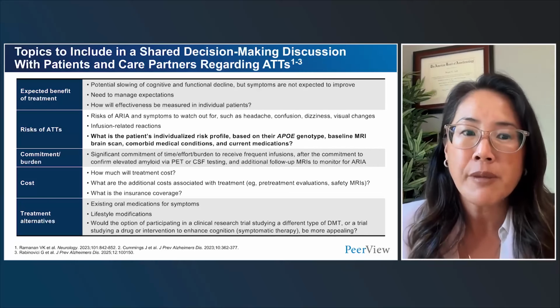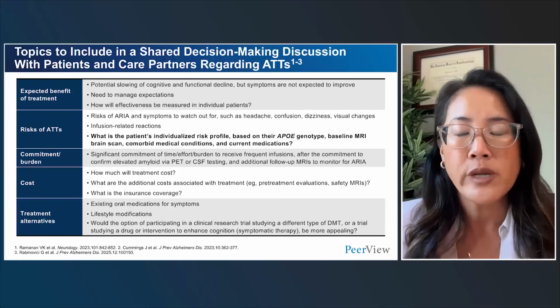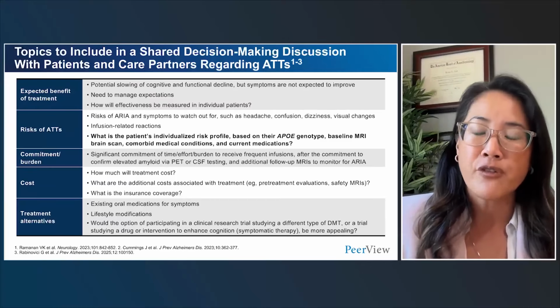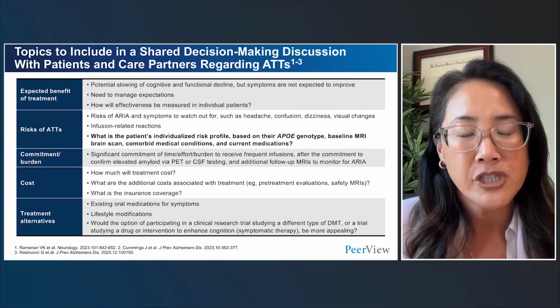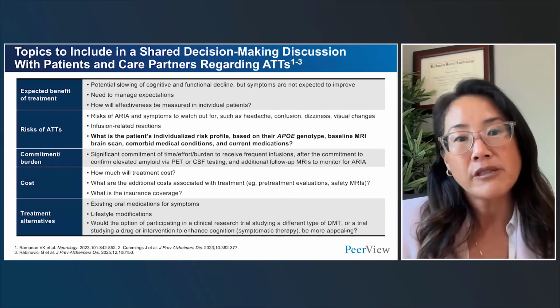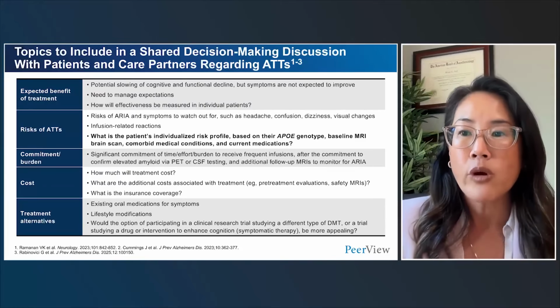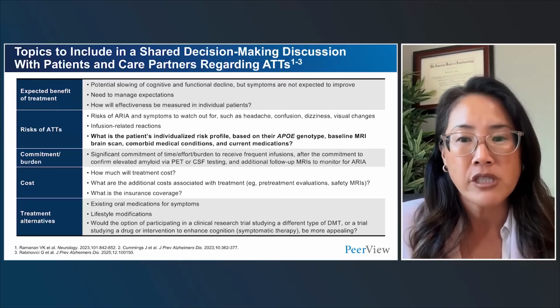But what you said about the commitment, right? The burden. So if someone lives far, what does that mean for them? Is this worthwhile to them in terms of the burden of the frequent visits to the clinic and infusion center, plus the additional MRIs? And the burden may also be cost. So if insurance isn't fully covering this, or some of the burden for the travel, what does that really mean for the patients and families?